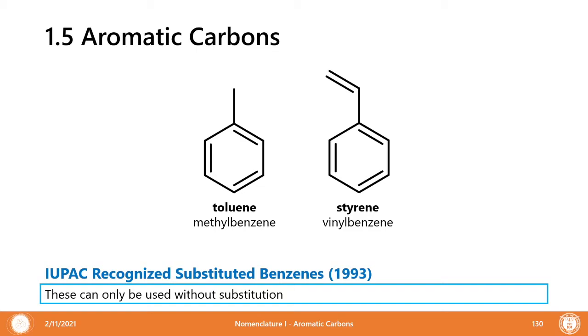Here are some IUPAC recognized substituted benzenes. Here we have toluene and styrene. Both are common additives, for example, in glue. Toluene, for example, is the active ingredient in rugby, and styrene is the precursor to polystyrene, which forms our styrofoam and styrocups. So toluene in the proper systematic name is methylbenzene, while for styrene it's vinylbenzene or ethanylbenzene. Okay.